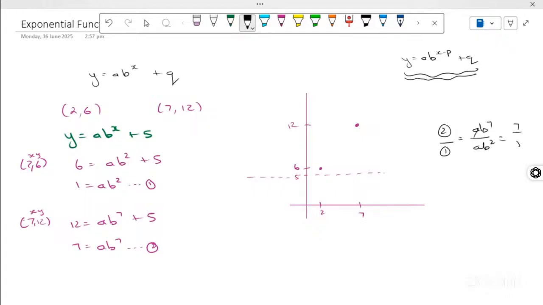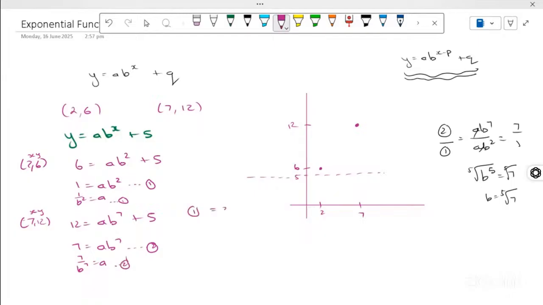You can see the a's will cancel. b to the 5 will equal 7, and so the fifth root of 7 becomes b. All right, that's using the elimination method. If you don't use that, I can change this into a relative, exactly the same form. So which is going to be 1 over b squared is a. 7 over b to the power of 7 is a. Still equation number 1 and 2, and then we equate those 2.